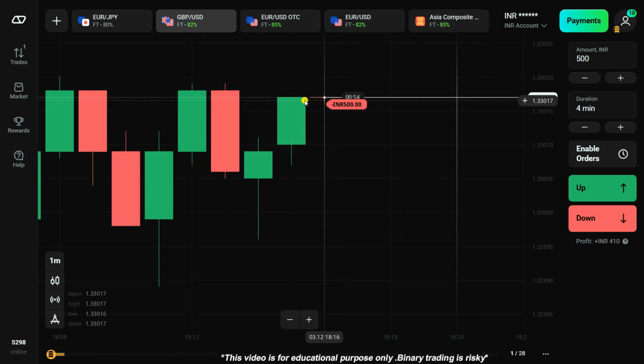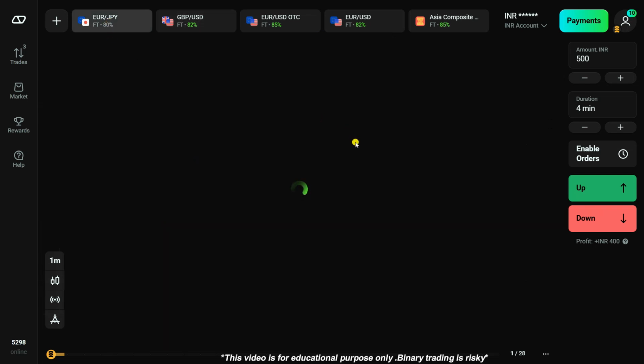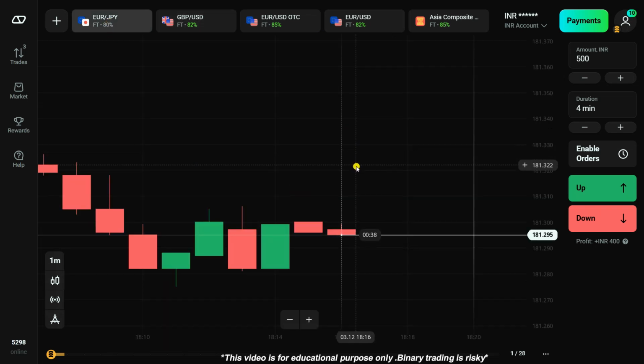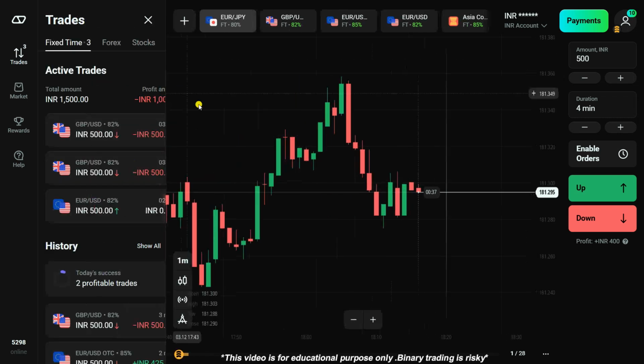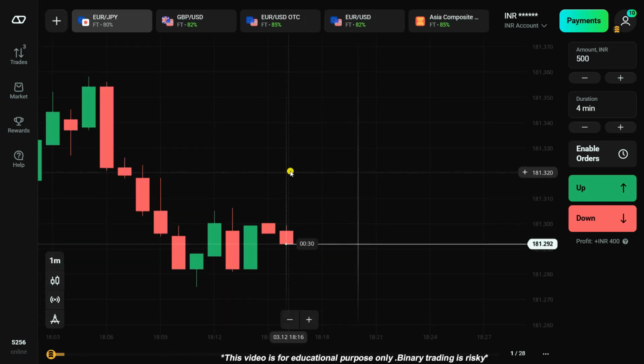Okay, just for a minor, we got a loss here. So I'm again taking a downward direction trade towards a sell option. Euro JPY. Let's go back to the Euro JPY. And what about the other trades? Still, they are running.